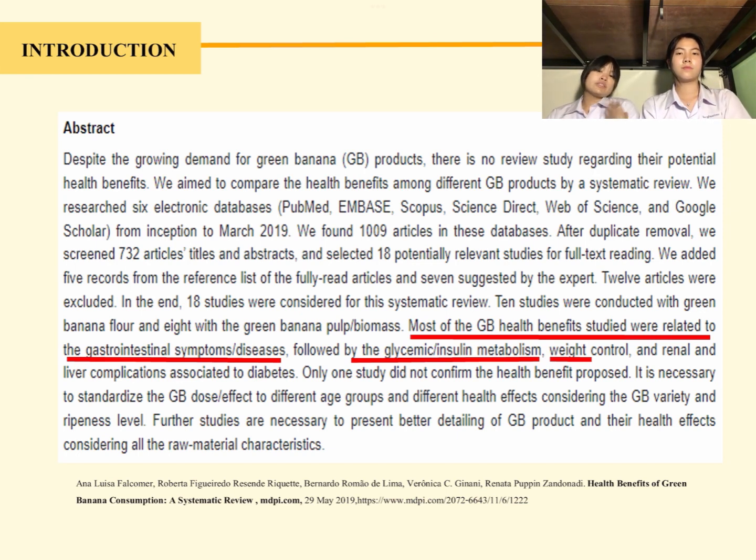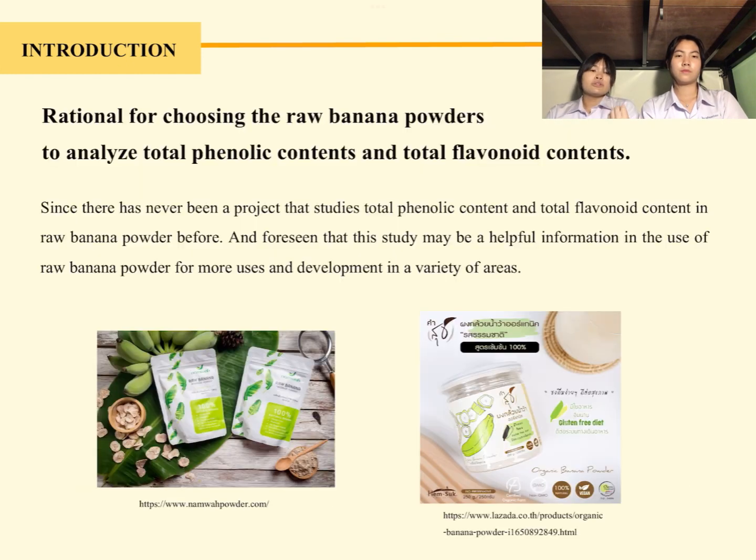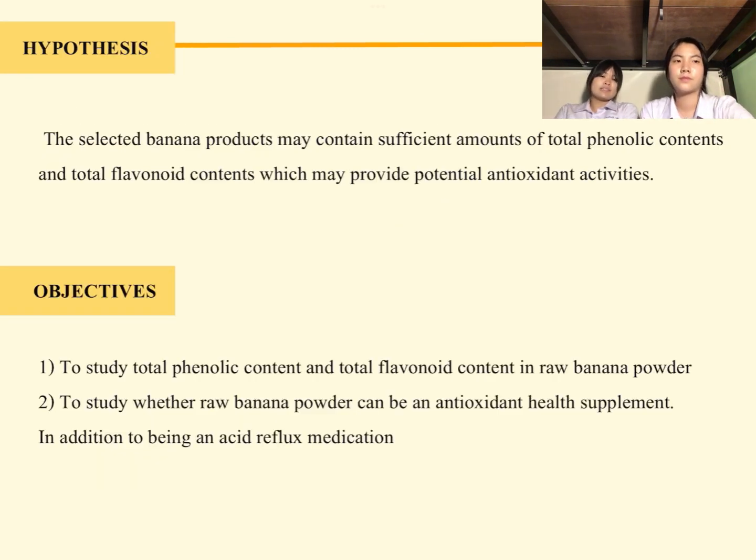And about the research on raw banana powder, we can see that it's usually used to help with acid reflux and also some use it to lose weight. But we have never seen a project that studied total phenolic content and total flavonoid content in raw banana powder before. We foresee that this study may be helpful information for the use of raw banana powder for more usage and development in a vegetable area.